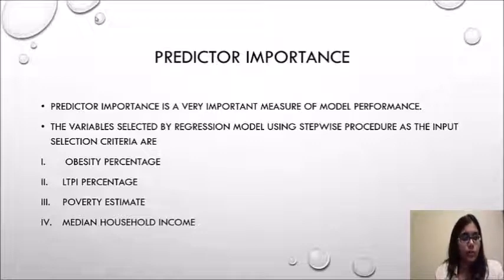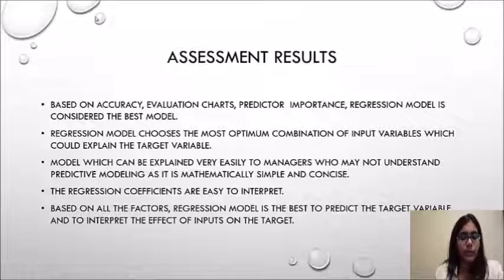The regression model has selected the following variables: obesity percentage, LPTI percentage, poverty estimate, and median household income. All the 4 are important variables. Assessment results based on accuracy, evaluation charts, predictor importance, and regression model is considered the best model.